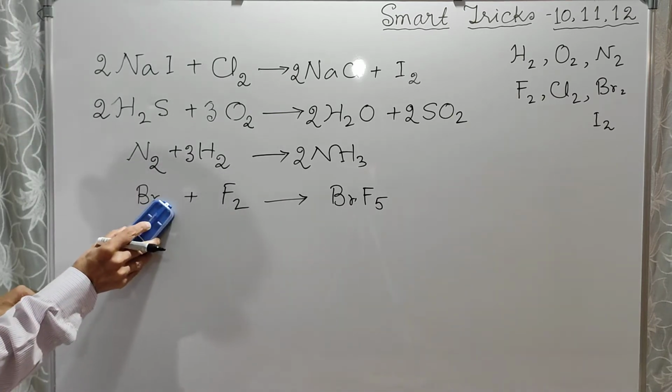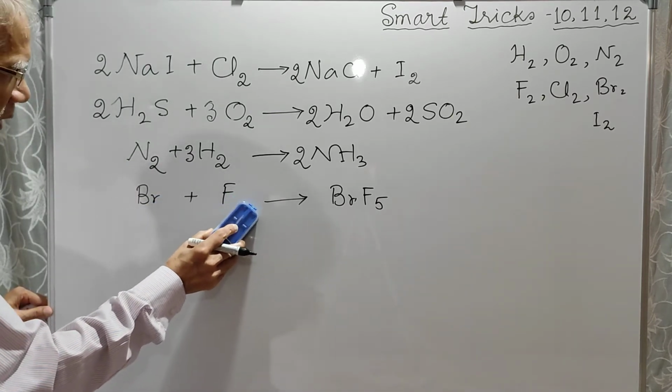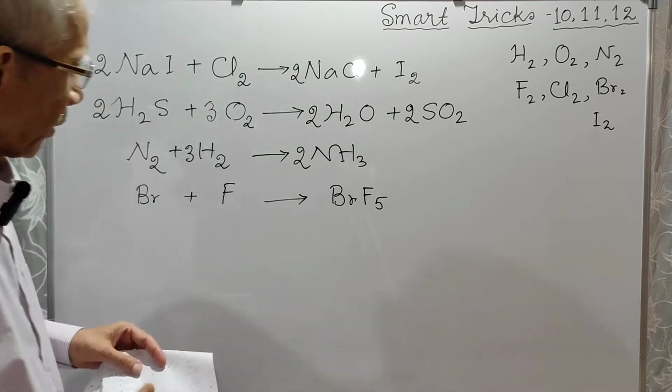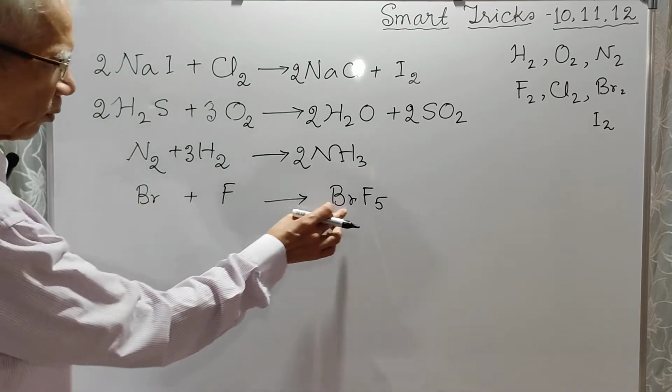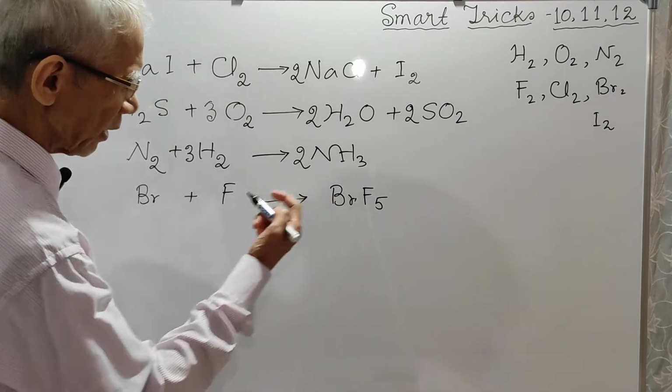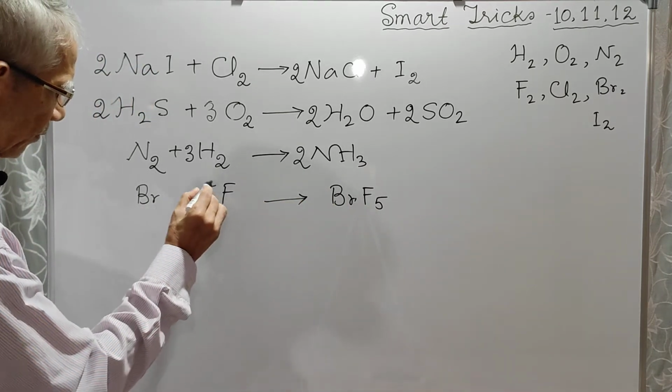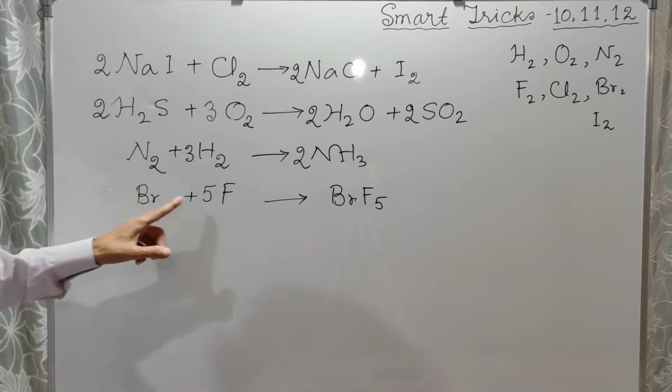All right. Now again follow the rule to balance it. So remove these 2 temporarily. Now see it is balanced or not. So we'll balance it. So bromine 1, balanced. Fluorine 5. So we must put 5 here. Now it is balanced. BrF5.